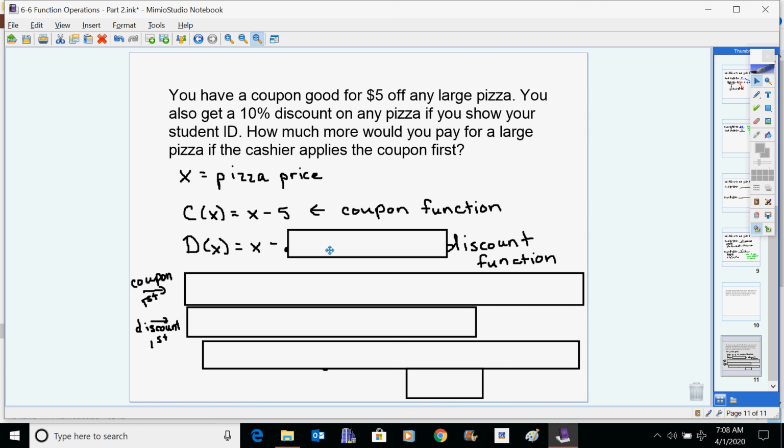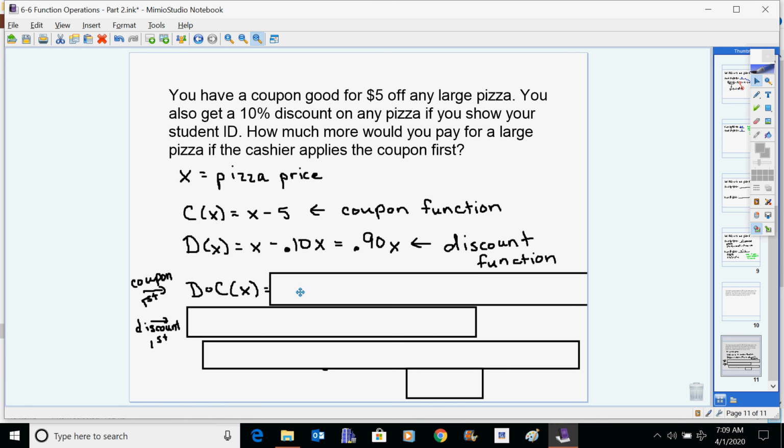You would have the original price minus 10% of the original price. 10%, decimal over twice, is 0.10 times x, and that would give you 90%. So you would actually be paying 90% of the cost of the pizza. Our coupon first composite looks like this. D of C of x.